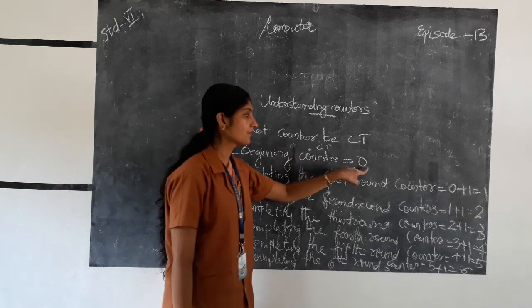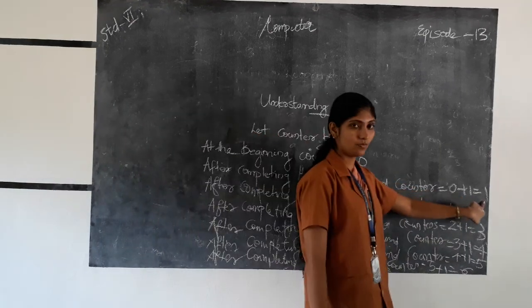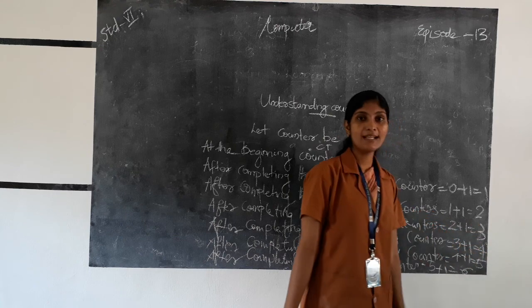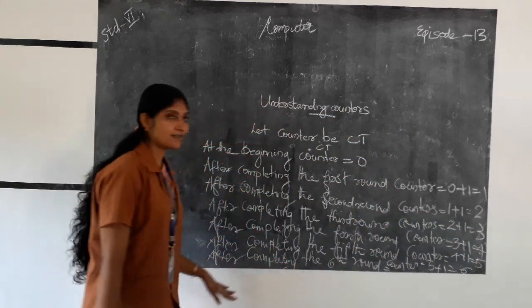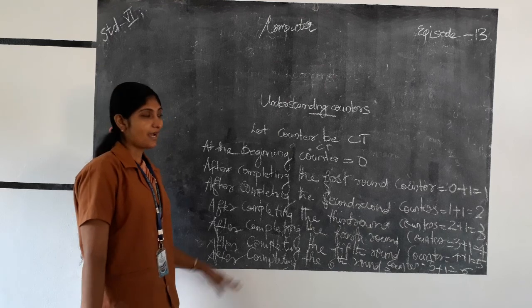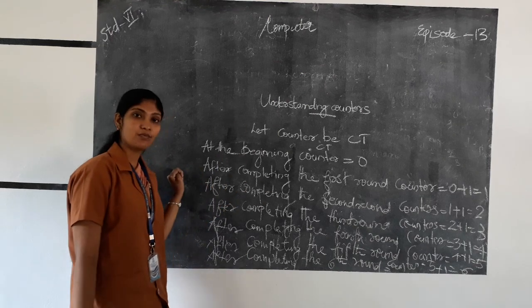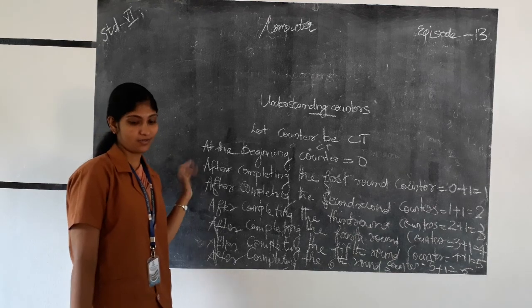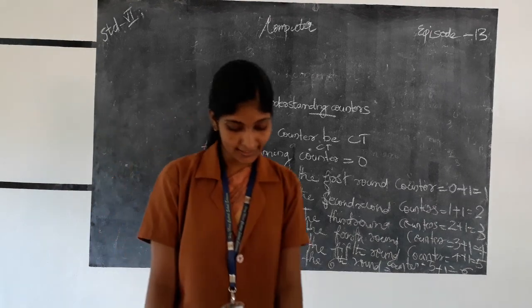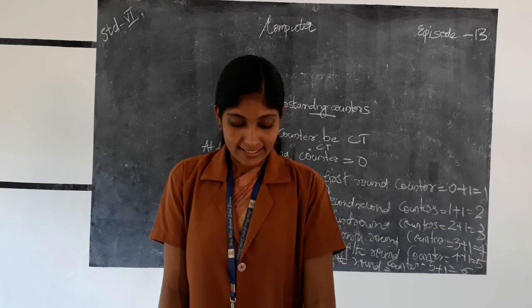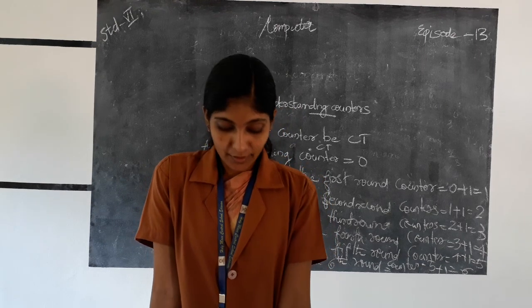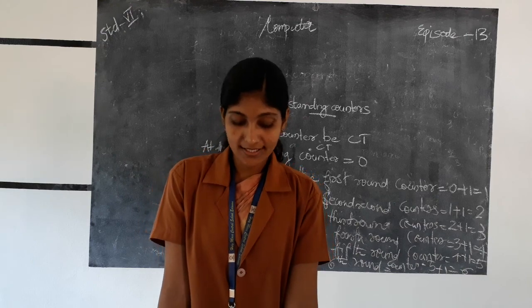So first 0, then it becomes 1, then 2, 3, 4, 5 and finally 6. Until now the condition is completed, so that it will exit from the condition and also from the program. So here, there is a table in your textbook, page number 55, number of times and value of counter CT.